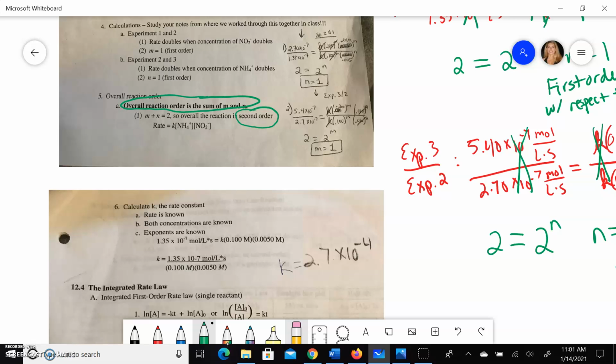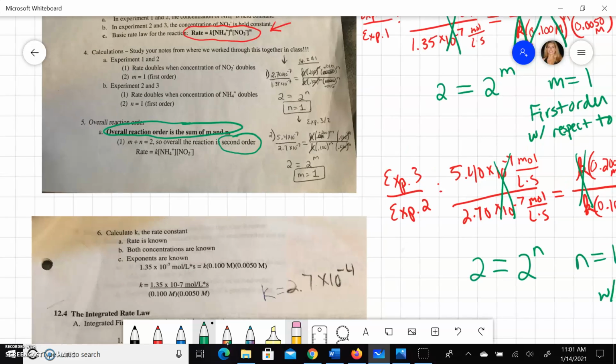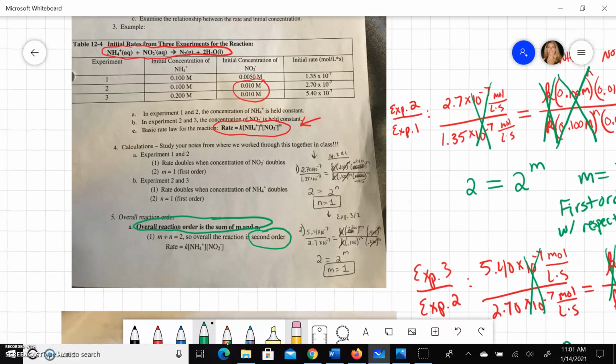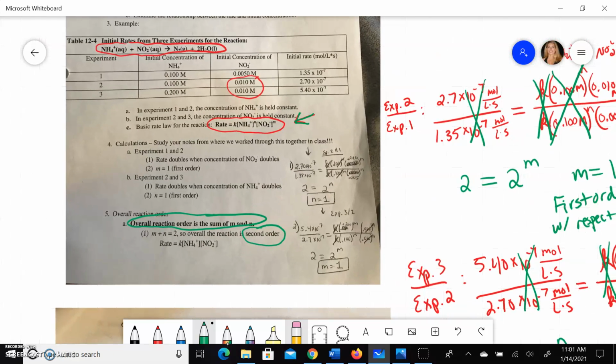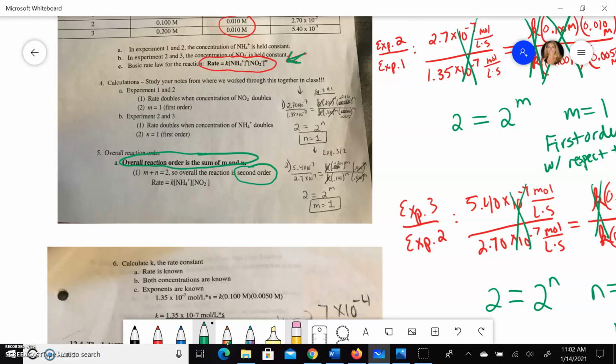And then the last thing is sometimes they want to know what is the value of K. So what you can do is now that you know everything, back up to this one right here, now that you know everything here except for K, you can choose any of the experiments and just plug in all that information. So you're going to plug in the rate, plug in the concentration of NH4+, plug in NO2-, you know that n and m are both 1, and then you can solve for K. So just plug everything in from any of the experiments.